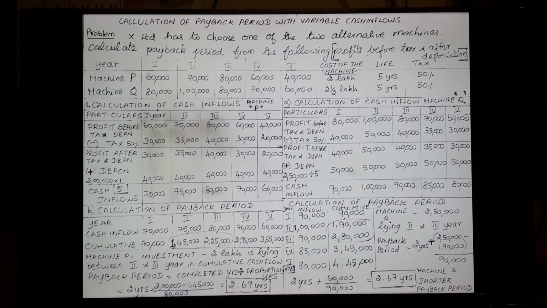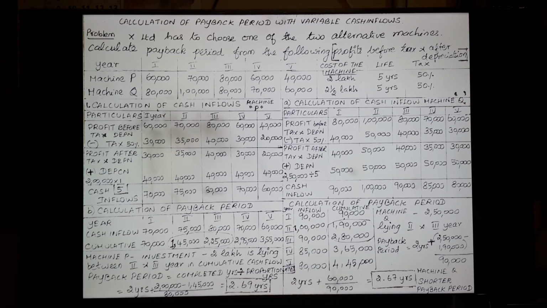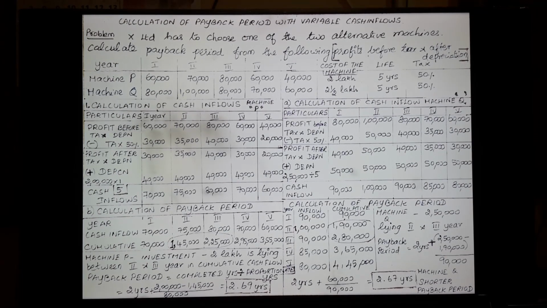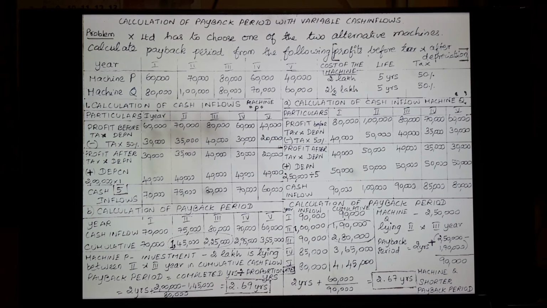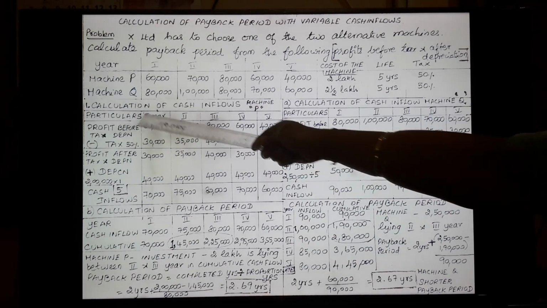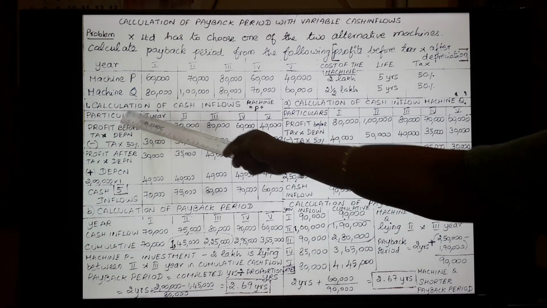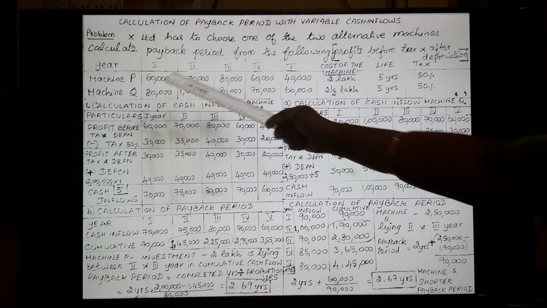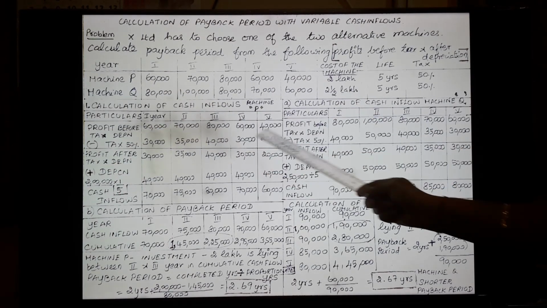Now we are going to calculate separately for both machine P as well as machine Q, and we have to advise them which one of these two is preferable for a good payback period. So coming to the solution, first you start writing the calculation of cash inflows for machine P. Particulars: first year, second year, third year, fourth year, fifth year. You have 60,000, 70,000, 80,000, 60,000 and 40,000 for machine P, and you write that there.